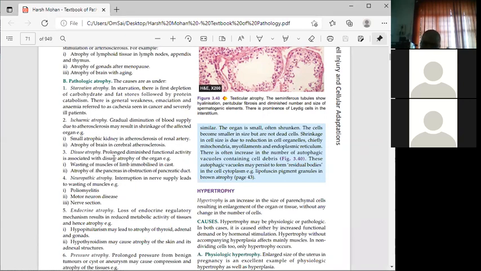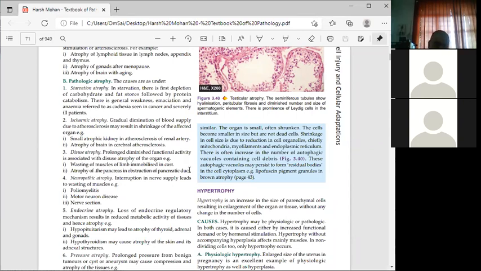Disuse atrophy. Prolonged diminution of functional activity is associated with disuse atrophy of the organ. Example: wasting of muscles of a limb immobilized in a cast.